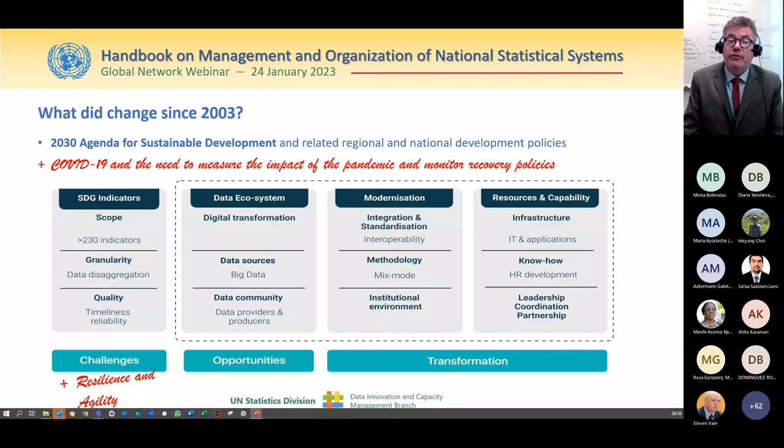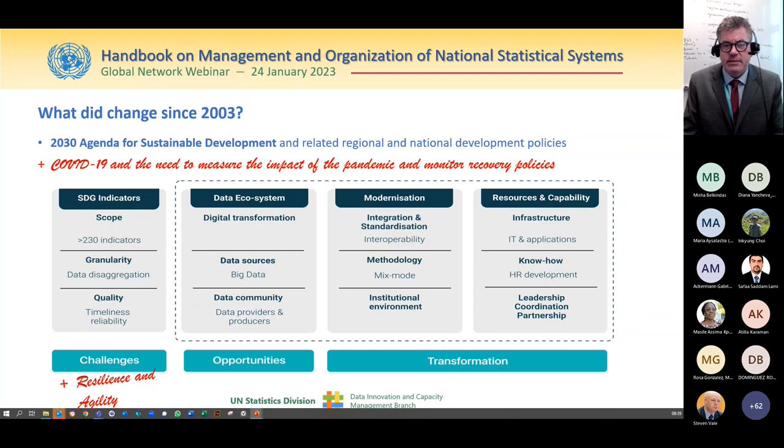But in 2015, we had to think altogether how to produce the SDG indicators, more than 230 indicators to follow up on progress towards the Sustainable Development Goals. But this is one thing, we had quite a lot of time to do that. We also know that in the meantime, we had COVID-19 and we got the request to produce information to address the impact of the pandemic, but also to monitor recovery policies.